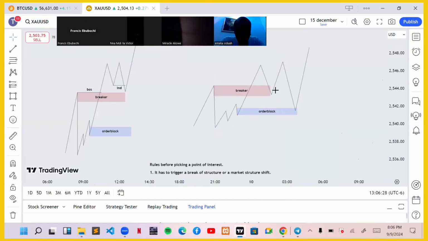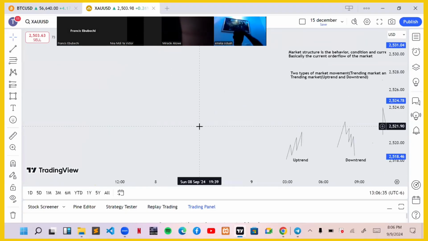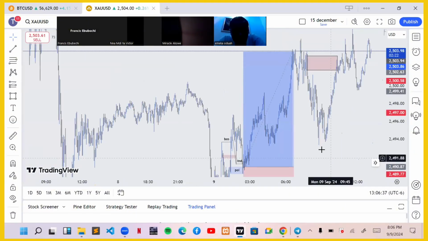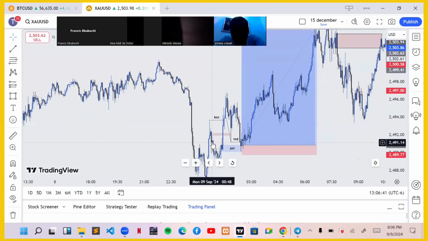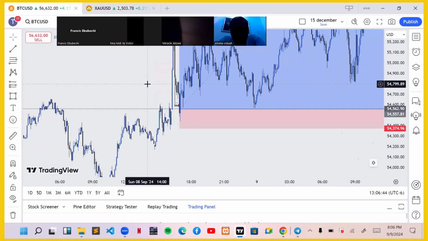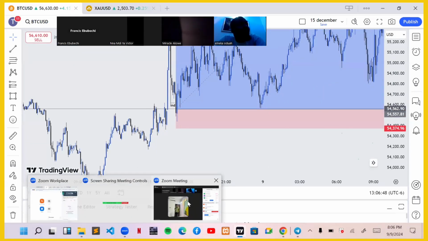So this is it. That's why in the gold trade I used another block, because when price broke out, the first pullback mitigated the breaker. But in this BTC trade, I used a breaker block, because in the first pullback, price did not mitigate the breaker. So that is it for point of interest.